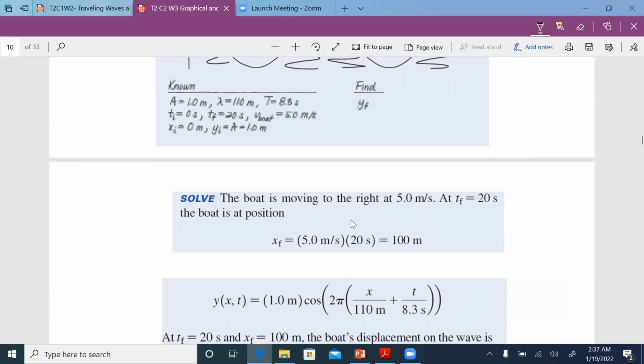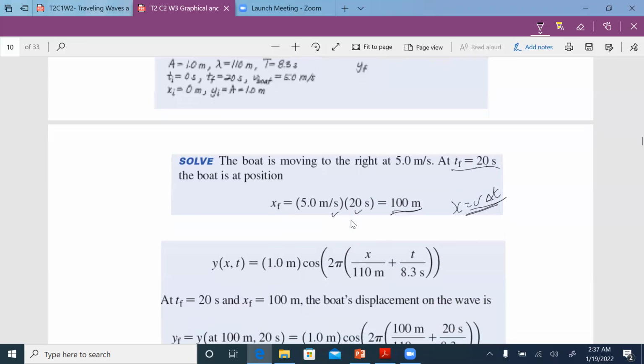At t final being 20 seconds. Okay, so since we have the t final, the position, remember position equals v change in t. All right, that is what we applied here. T final. So the product of that will give us the distance, which is 100 meters.